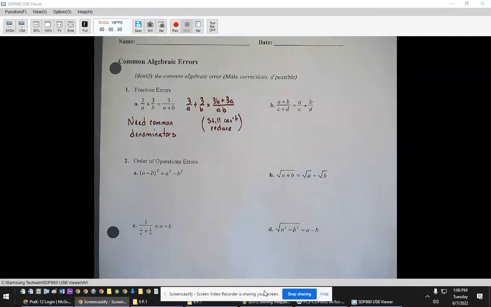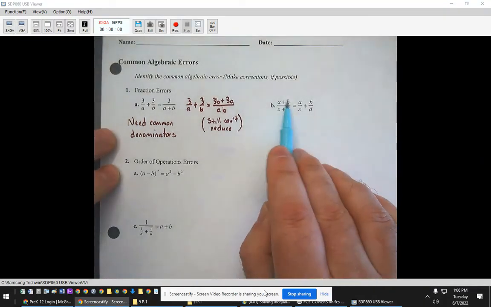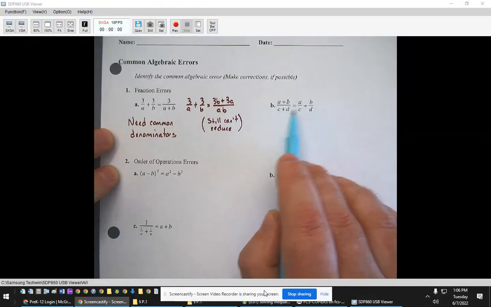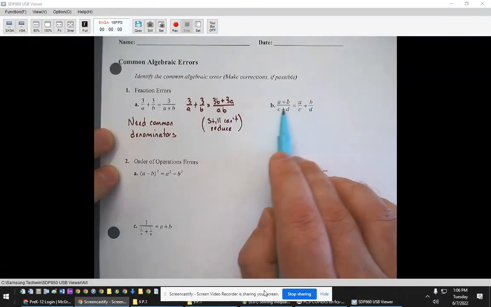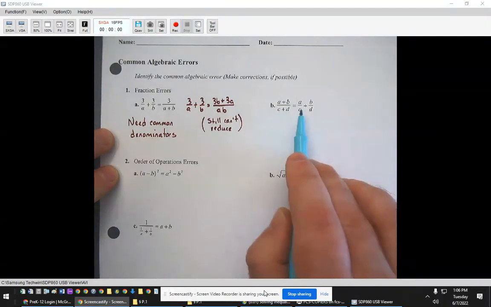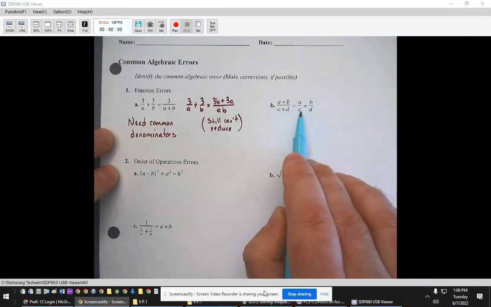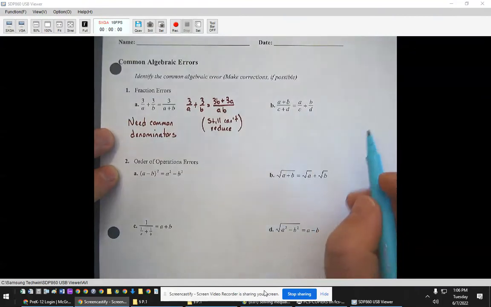The next one is the reverse of this. So I've got a fraction that's together. I can't split this up. I can't separate this with different denominators. I mean, the denominator here is c plus d. It doesn't work when I break it apart. If you think about it, these don't have a common denominator.